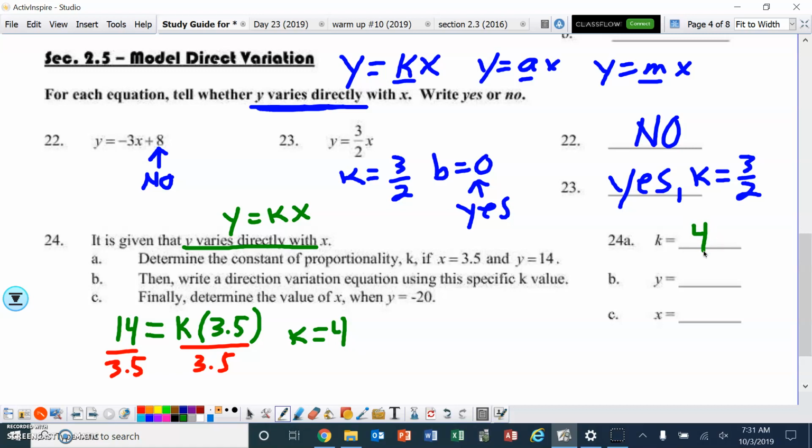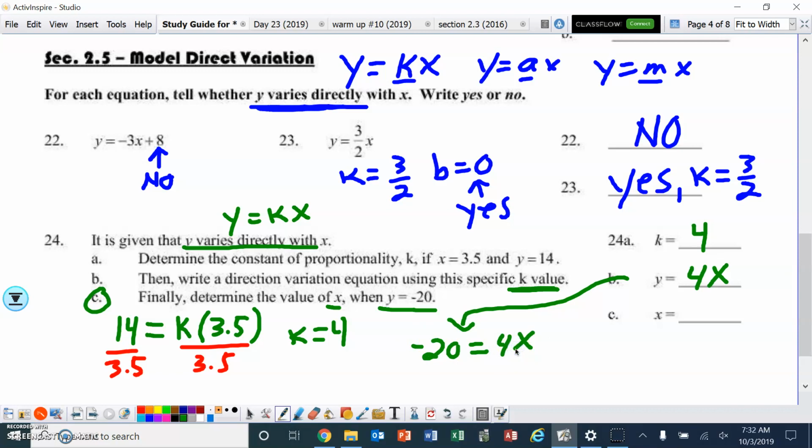Now write the direct variation equation using this specific k value. All right, so y equals 4x. I just put the 4 in front of the x. Okay, and then part C says, determine the value of x when y is negative 20. Well, we've got our equation. So we're going to replace the y with negative 20 equals 4x. Oh, that's not that hard. Divide by 4, and we see that x is negative 5.